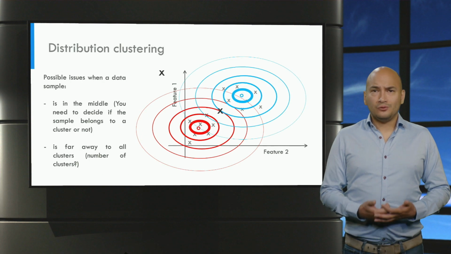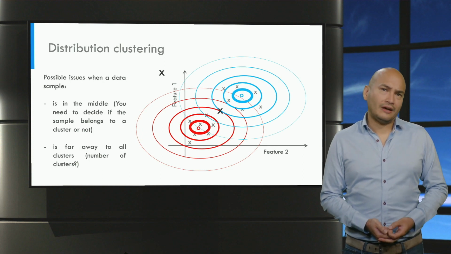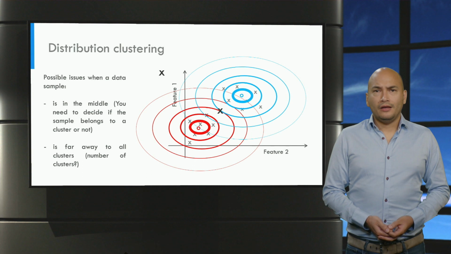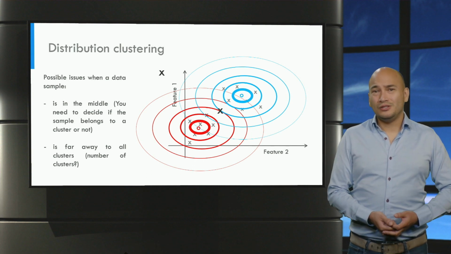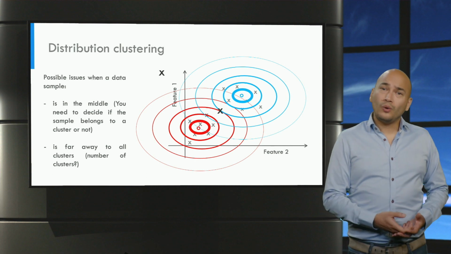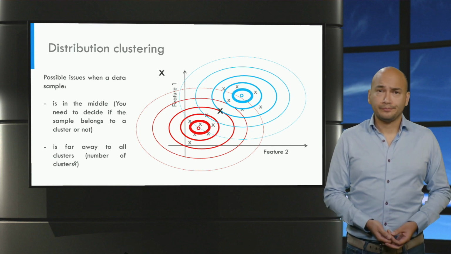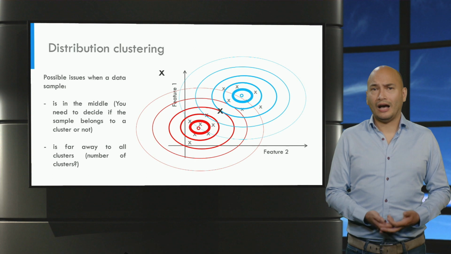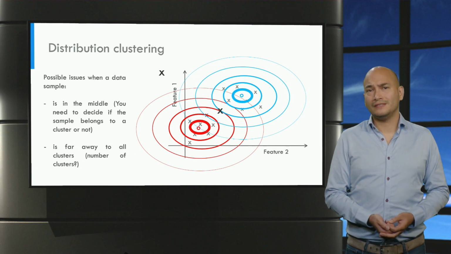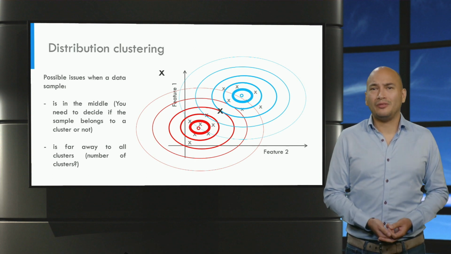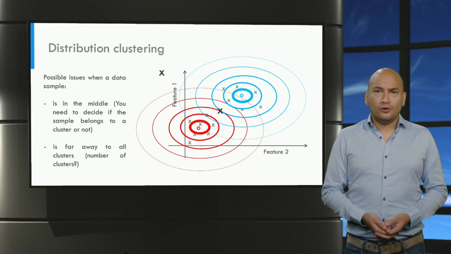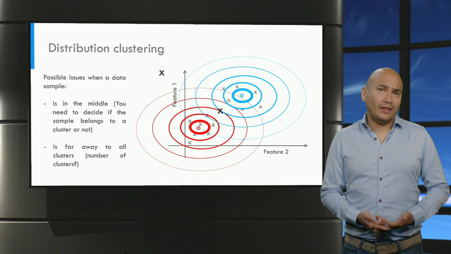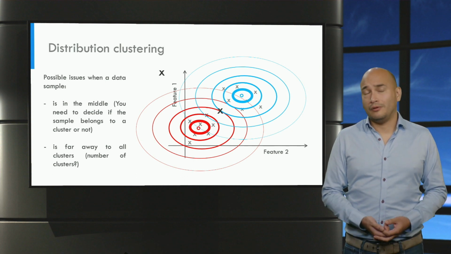You might have to deal with some issues when using this family of clustering methods. If you have samples that are exactly in the middle of two clusters, you need to decide whether the sample belongs to one cluster or the other. Also, if a sample is an outlier far away from all clusters, then the sample does not belong to any cluster with a high probability. So you may take out the outliers or consider increasing the number of clusters.